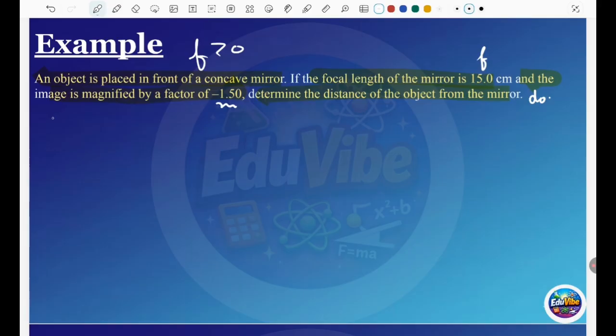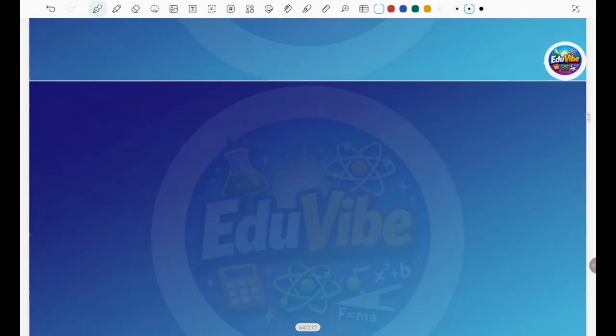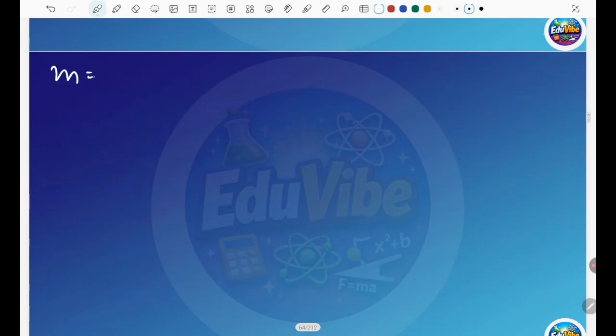Do is found from 1 upon f is equal to 1 upon do plus 1 upon di. But you don't have do in this, and you don't have di too. So you have to do something to get the di. F you have, and you get the do. What you have to do? You have a magnification given to you. So let's do something with magnification.